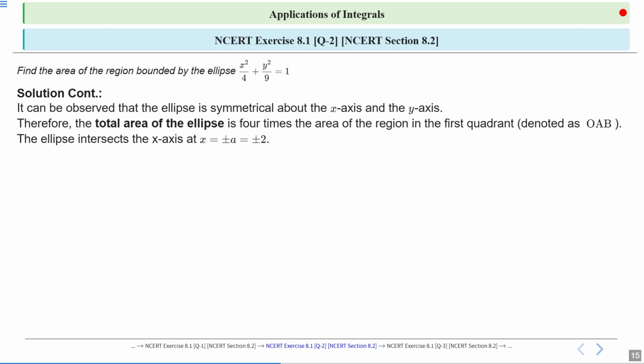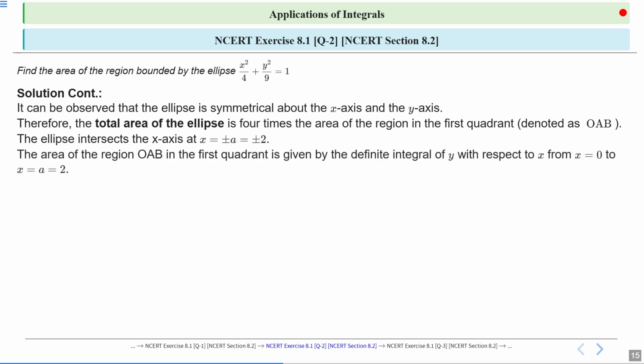So, the ellipse intersects the x-axis at which points? (2, 0) and (minus 2, 0). So, the area of the region OAB in the first quadrant is given by the definite integral of y with respect to x, that is y dx, from x equal to 0 to x equal to 2. So, area of OAB is integral 0 to 2 y dx.